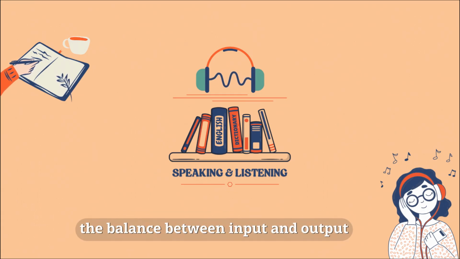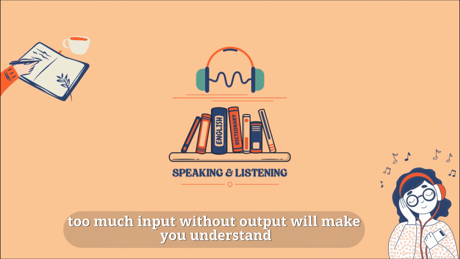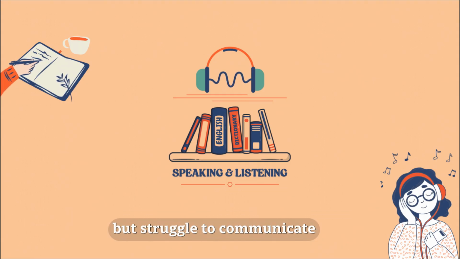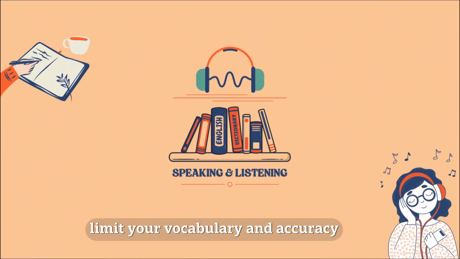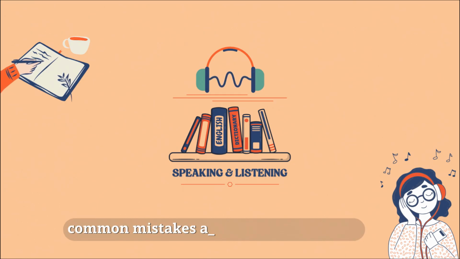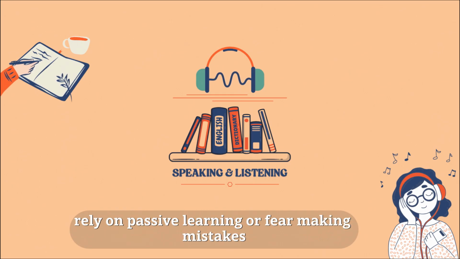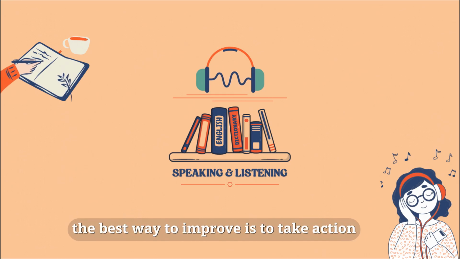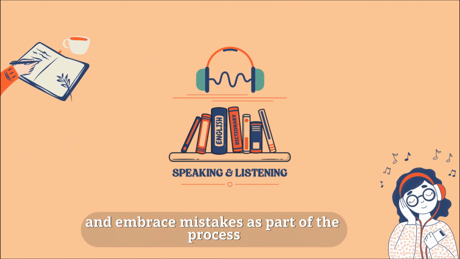The balance between input and output, both are necessary for success. Too much input without output will make you understand but struggle to communicate, while too much output without input will limit your vocabulary and accuracy. Common mistakes and how to avoid them. Many learners focus too much on one skill, rely on passive learning, or fear making mistakes. The best way to improve is to take action, stay engaged, and embrace mistakes as part of the process.